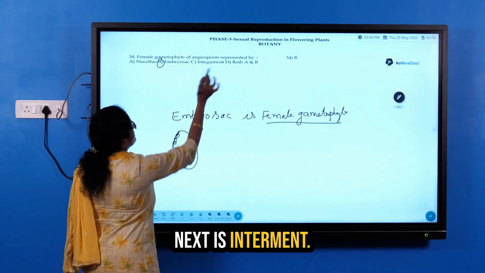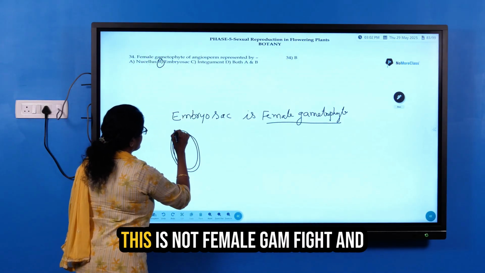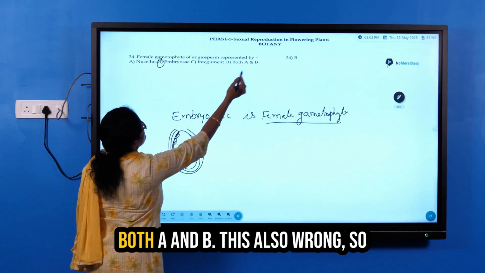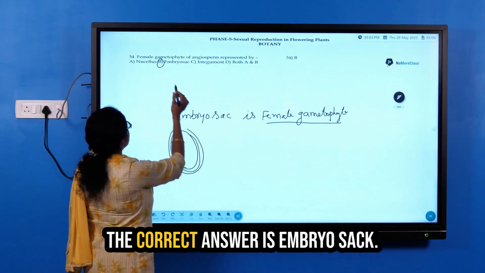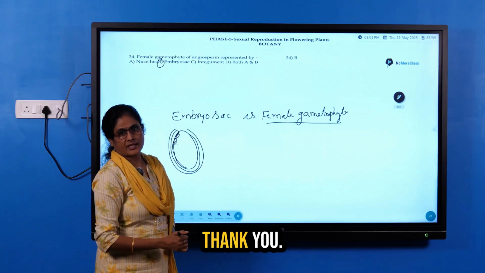Next is integument. Integument is nothing but the outer and inner covering of the ovule. This is not the female gametophyte. And both A and B, this is also wrong. So the correct answer is embryosac. Thank you.